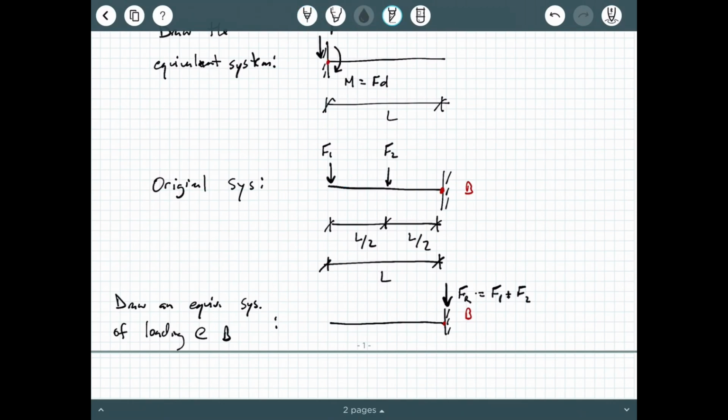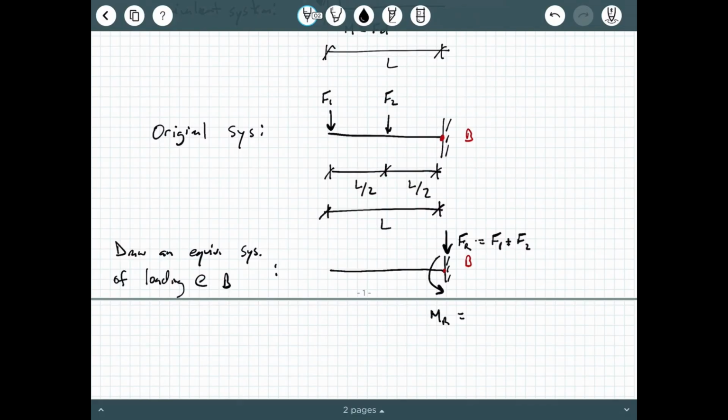What else is it feeling? Well, remember, both F1 and F2 are generating a counterclockwise moment about point B. So I'm going to draw a moment here and call it M sub R for resultant moment. What is that moment going to be equal to? It's going to be F1 times L, plus F2 times L over 2. F2 is here, times L over 2.